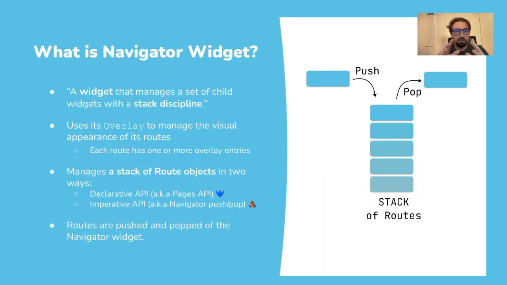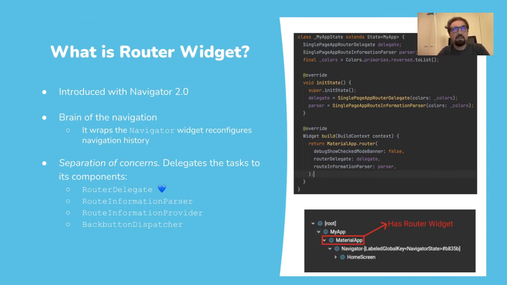Let's start from the beginning, like the root. What is a Navigator widget? The Navigator widget manages the routes in a stack discipline. It has an overlay widget. Every route in the Navigator widget has its own overlay entry set. And yeah, with Navigator 2, what we do is declare the navigation stack, but at the same time, we can still push and pop routes imperatively. So if we want to use Navigator 2 in our project, we don't have to completely migrate in one day. For example, in our current project at Wolt, we migrated to Navigator 2, but we still imperatively push and pop some pages.